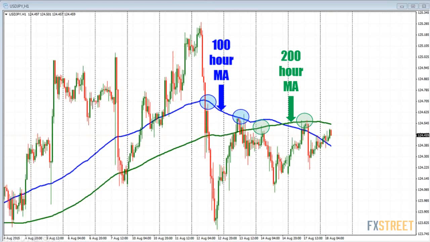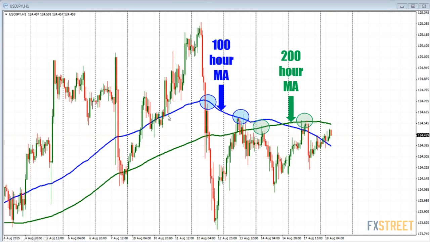I find that the market tends to react to those moving averages. The blue line represents the 100-hour, and the green line represents the 200-hour moving average. Now, understand that the market has been reacting very choppy of late. We are in those summertime markets, and so there are times when there is not a reaction around the level that I like to see.